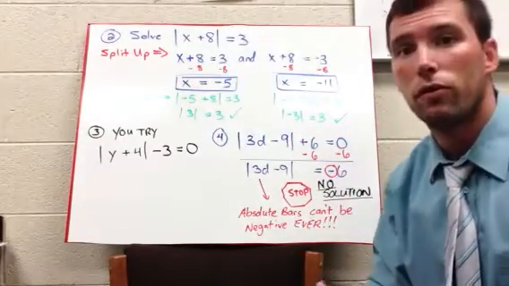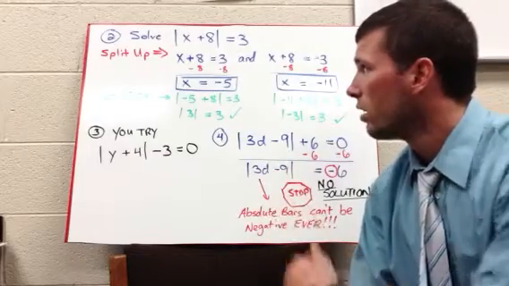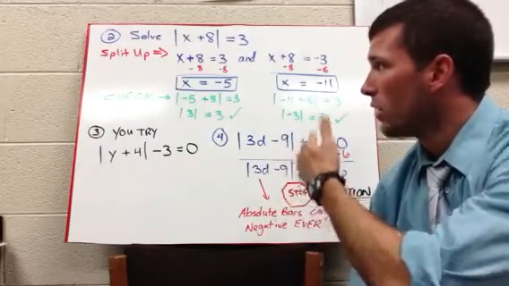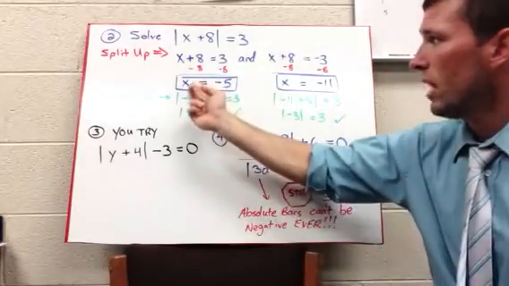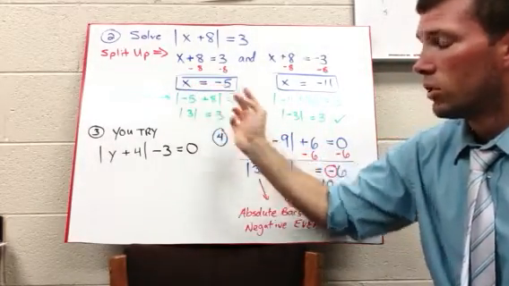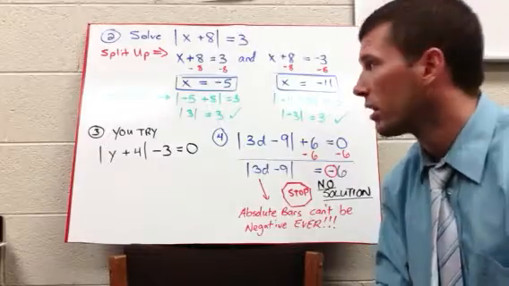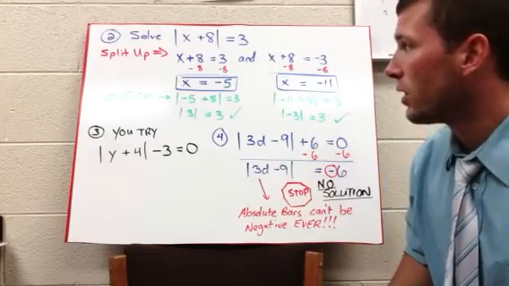That's all you have for the first scenario. If we solve that, you do your normal rules. You subtract your 8, and you have x equals -5. So that's one of your answers. We'll have to check that in a second, but that's one of our answers at the moment.